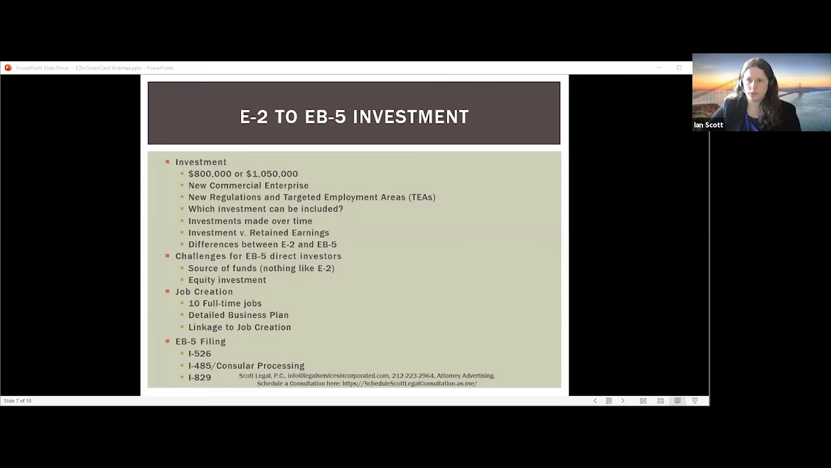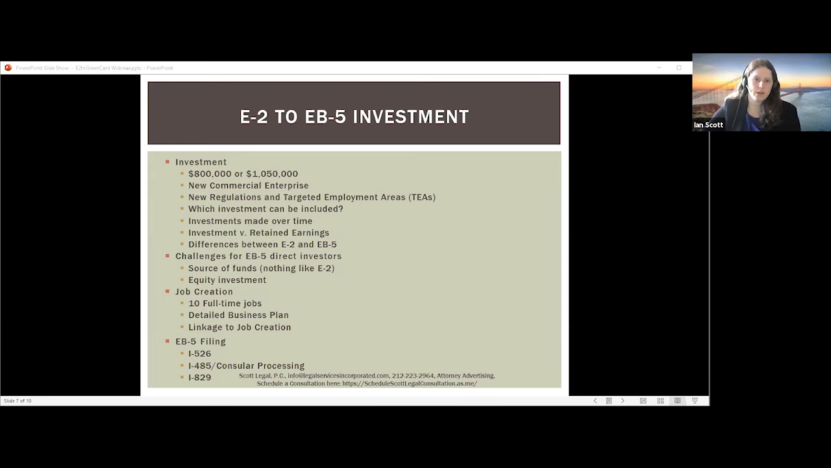Also, the source of funds requirement is more complex for EB-5. Finally, EB-5 does not require a particular ownership percentage as the E-2 does, and nationality does not matter the way it does for an E-2. EB-5 does require some ownership of equity, but it can be a very small amount as opposed to the 50% that is required for the E-2.